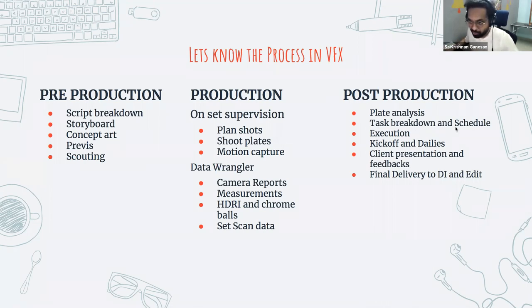Execution is after you do the schedule, breakdown, everything, it's planned. The supervisor has to talk with the leads and the team, describe what the show is all about, what the time frame is, and tell them, lighting, we start on this day and we're going to end on this day. This is the execution plan, or we're going to deliver this sequence to comp on these days. This is our individual milestone. We need to achieve this. So it all comes in the execution process.